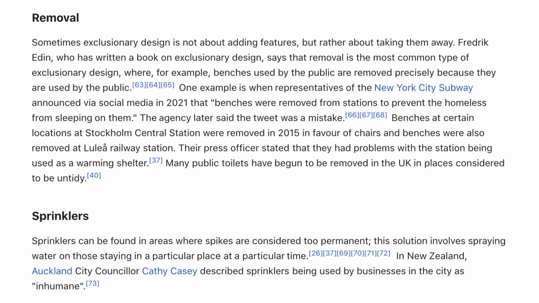One example is when representatives of the New York City subway announced via social media in 2021 that benches were removed from stations to prevent the homeless from sleeping on them. The agency later said the tweet was a mistake.